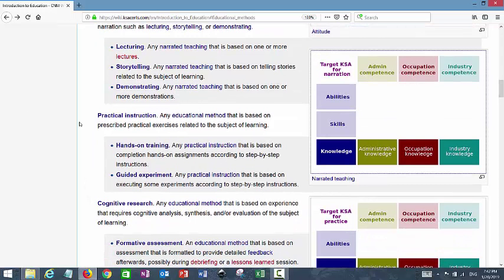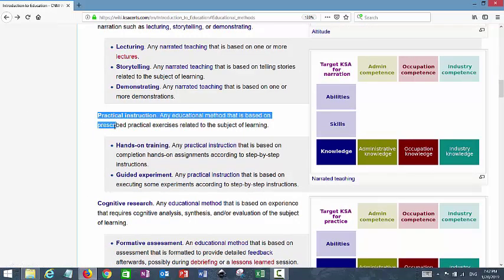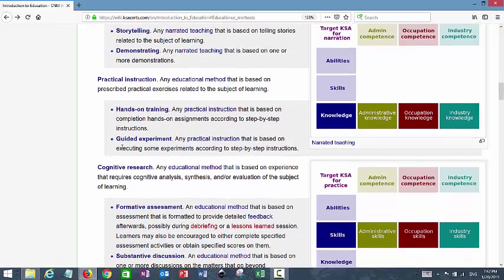Let's go to practical instruction. Practical instruction is any educational method that is based on prescribed practical exercises related to the subject of learning. So it can include hands-on training or guided experiment. So you have very strict instructions or guides: let's do this, click here, click there, see what happens, and you learn from that hands-on experience.